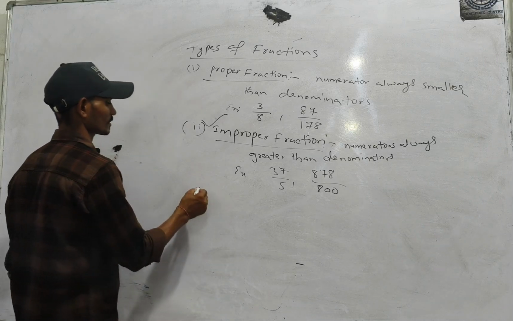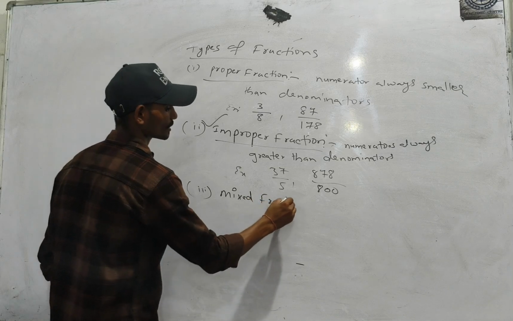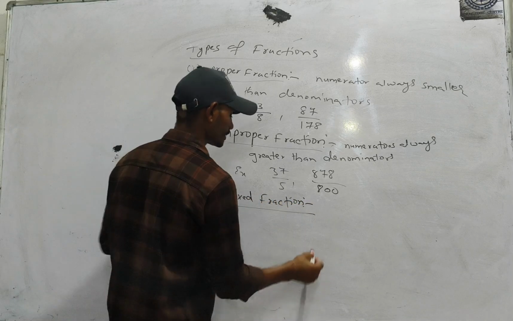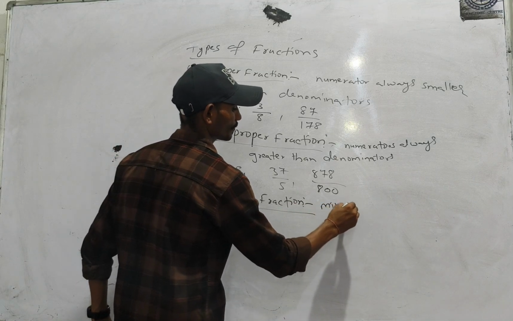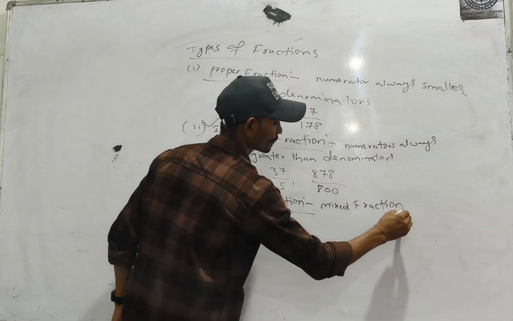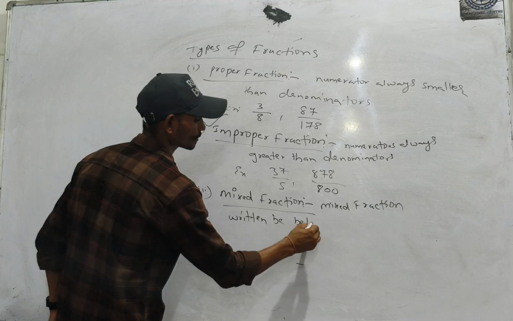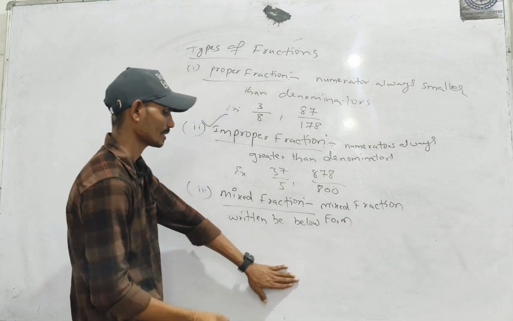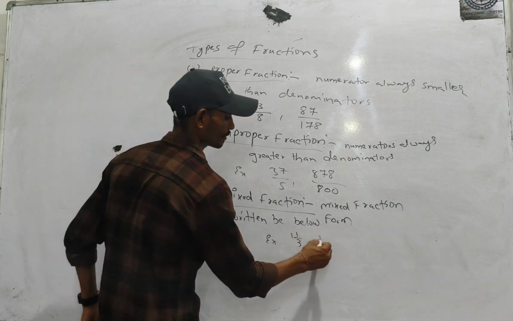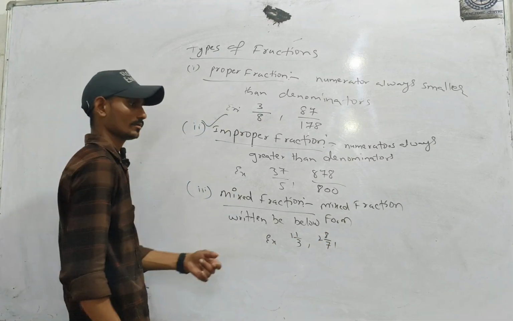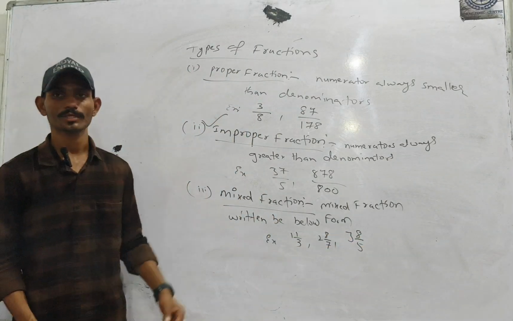Next, mixed fractions. Mixed fractions can be written in the forms given below. Example, this is one type of mixed fraction. A mixed fraction can be written like this. These are all examples of mixed fractions.